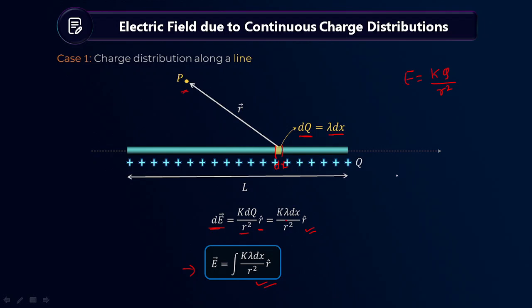So what are the steps we have to follow? First is find a small element charge, then find dE. What is dE? That is electric field due to that element, and then do the integration. So we can say that E net will be equal to integration of dE, and we can find. Simple. These three steps we have to follow whenever we have continuous charge bodies, right?